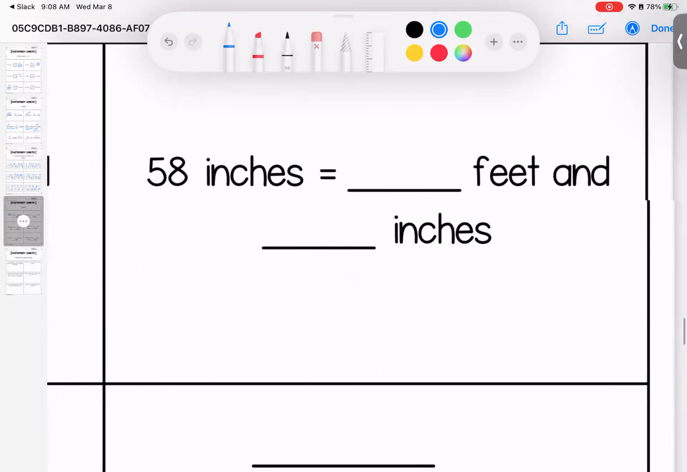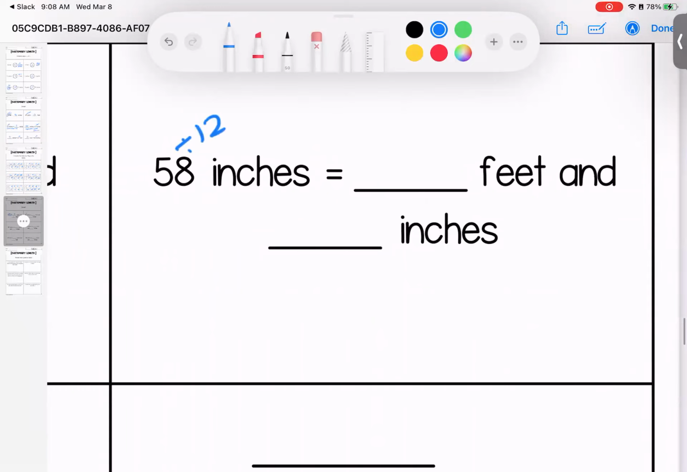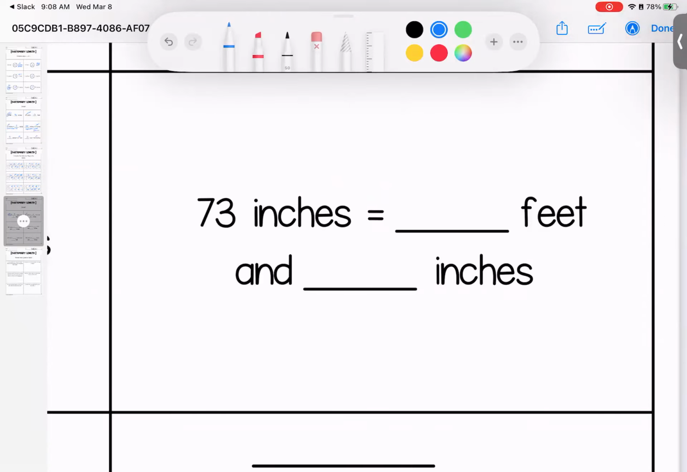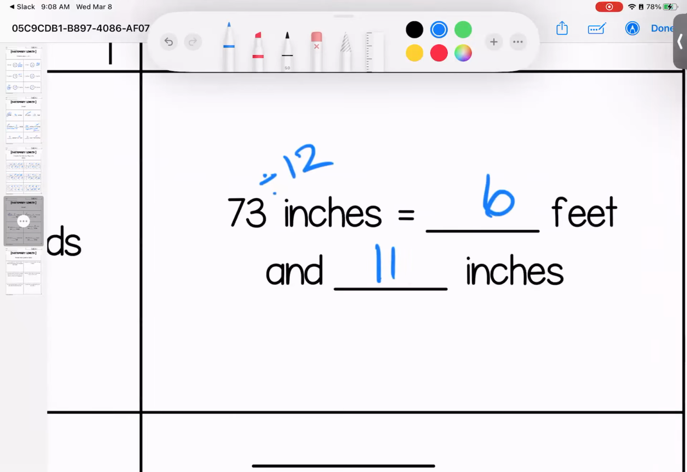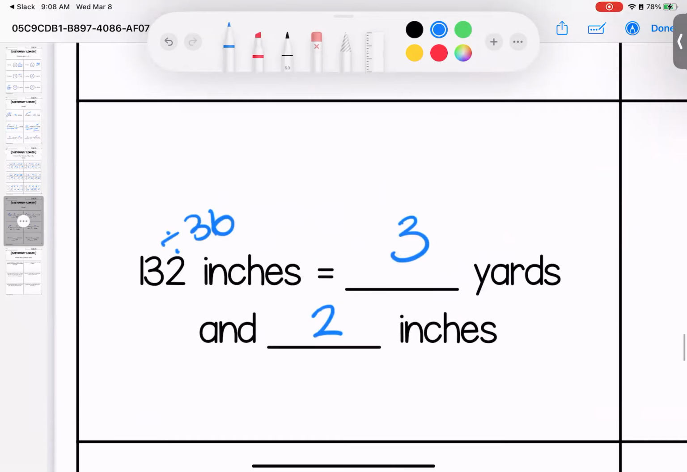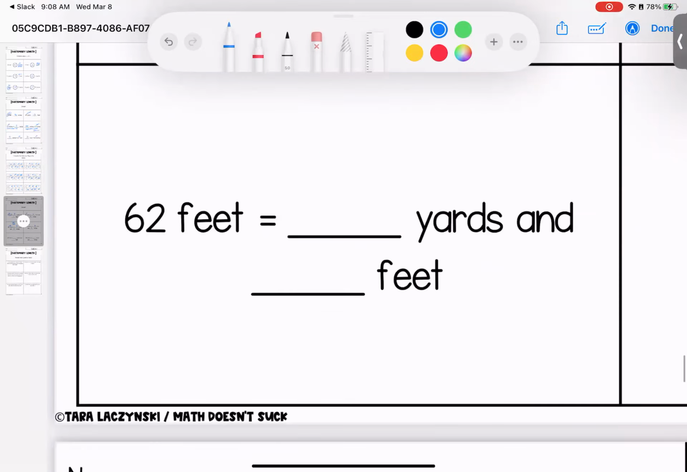Inches to feet. There are 12 inches in a foot. When I divide, I get 4, remainder of 10. Inches in a foot. Divide by 12. I get 6, remainder 11. Inches in a yard. Divide by 36. I get 3, remainder of 2. Remember with 36, if it's easier to guess and check, you can do, okay, 36 times 2, that's 72. Keep going until you get to where you need to be.